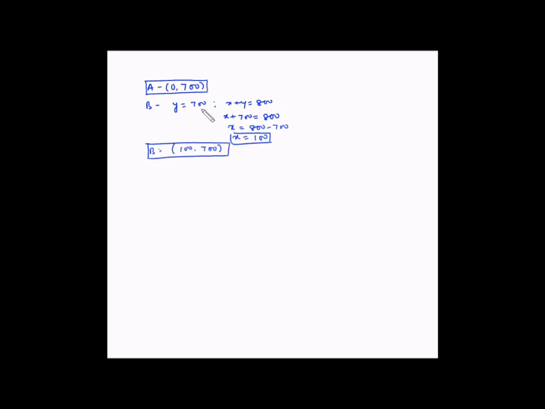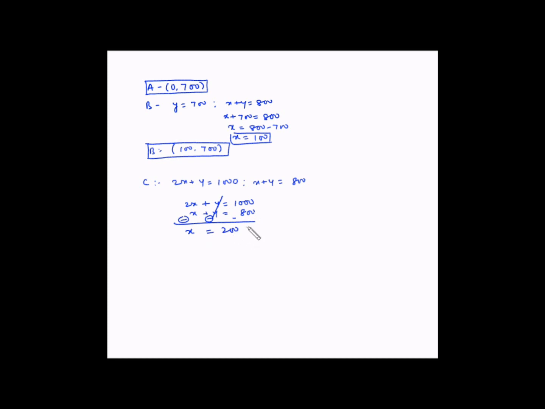700, because it's already given that y is equal to 700, so we don't need to solve anything to find the y coordinate. For C, we need to solve the equations 2x plus y is equal to 1000 and x plus y is equal to 800. So let's subtract the second equation from the first equation. So y minus y gets cancelled. 2x minus x is equal to 1000 minus 800, which is 200.